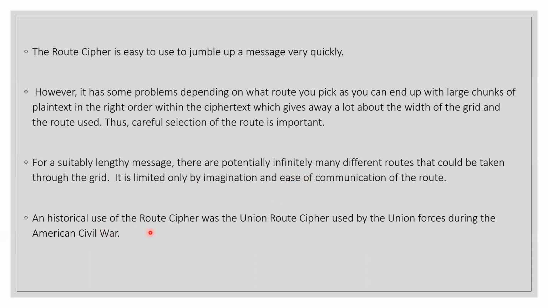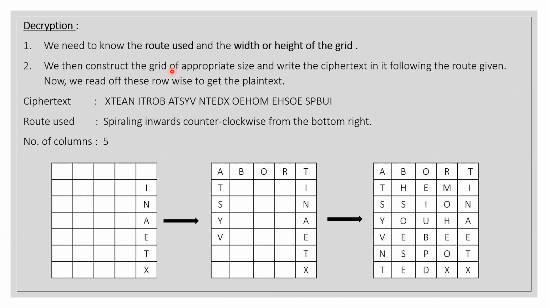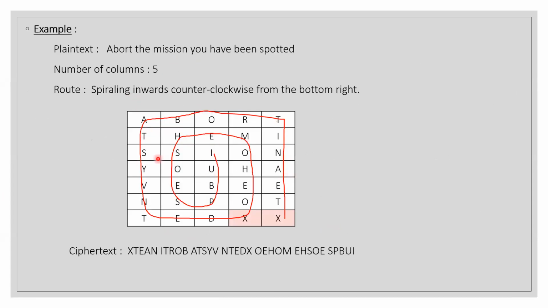And one historical use of the route cipher was the Union route cipher that was used by the Union forces during the American Civil War. So that's it about the route cipher. The next is the columnar transposition cipher. It is just a type of route cipher where the route is reading the columns. So here the route was given. In columnar transposition, we'll just read this column-wise.